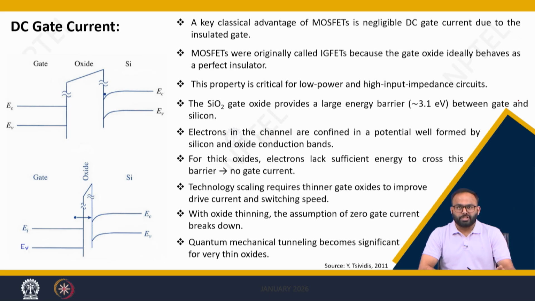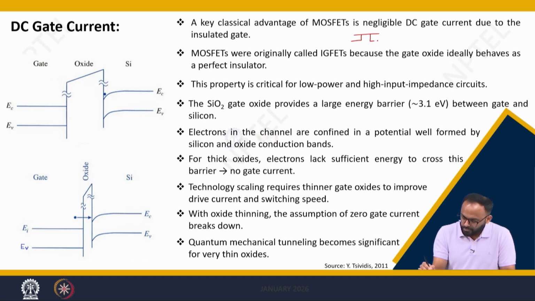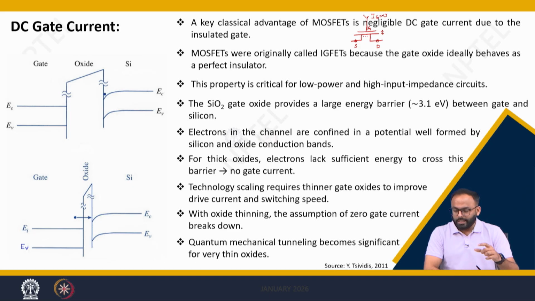A key classical advantage of MOSFET over BJT is that there is no DC gate current. If you see the symbol of MOSFET, we make the symbol like this, mentioning this is a source terminal, this is a drain terminal, and this is a gate terminal. Between the gate terminal and the channel there is a separation which clearly states that there is no DC gate current, that is Ig equals 0. And if you remember, we started our analysis of the basic building foundation of MOSFET with the same assumption that Ig equals 0.